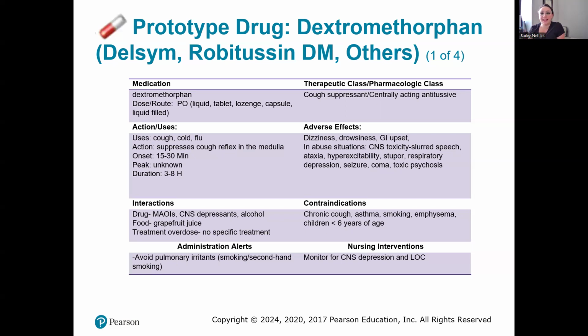In extreme situations, and if they're getting this in the hospital, we want to monitor their CNS depression and LOC.